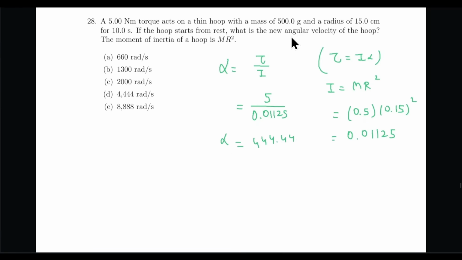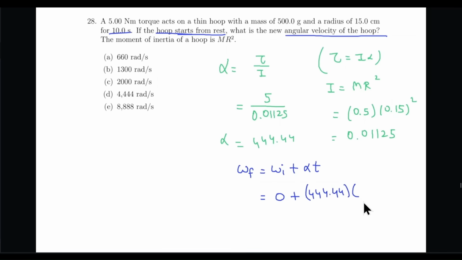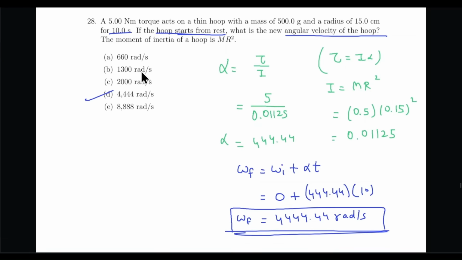I am interested in the final angular velocity. So omega final is equal to omega initial plus alpha t. Omega initial is 0 because it starts from rest. Alpha we just found, it's 444.44, and the time is 10 seconds over here. So the answer will be 4444.44 radian per second. Well, that's a lot of force. And yes, the answer is also option 4, or option D, which is 4444 radian per second.